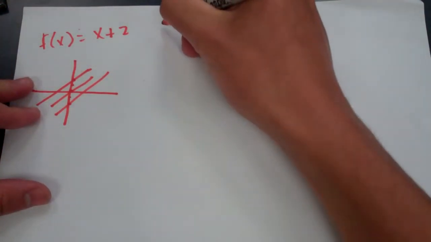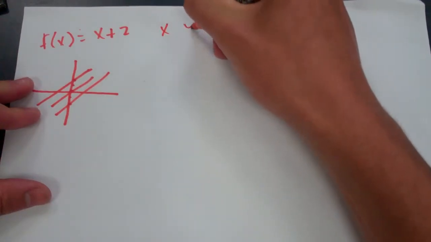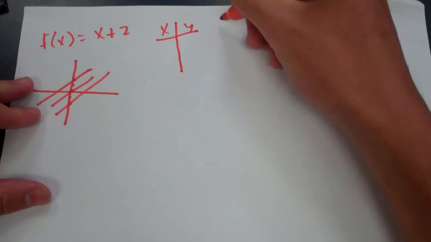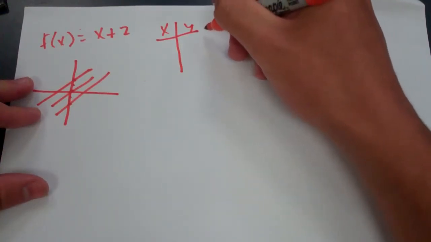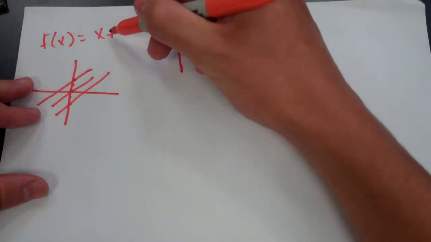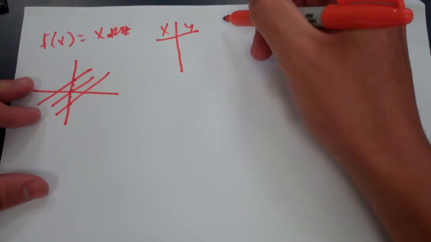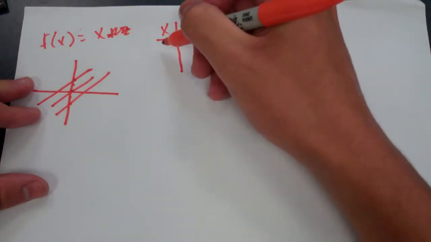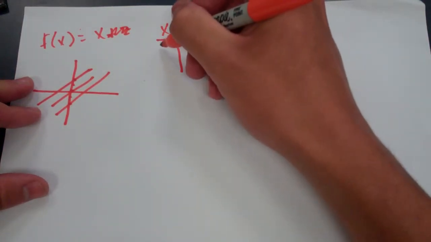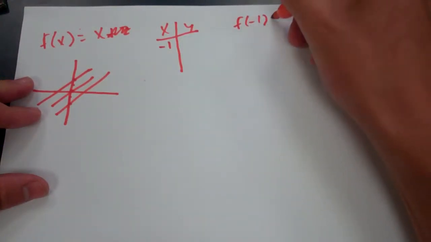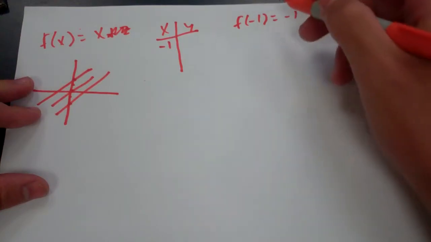Just to prove that to you, if we set up a little chart here, and you said, I don't really believe you, Anthony, that's not true. Well, let's just say we have the graph of f of x without this 2 right here. If I plug in numbers, it doesn't matter what number, if I plug in a -1, so f of -1 is equal to -1, right?